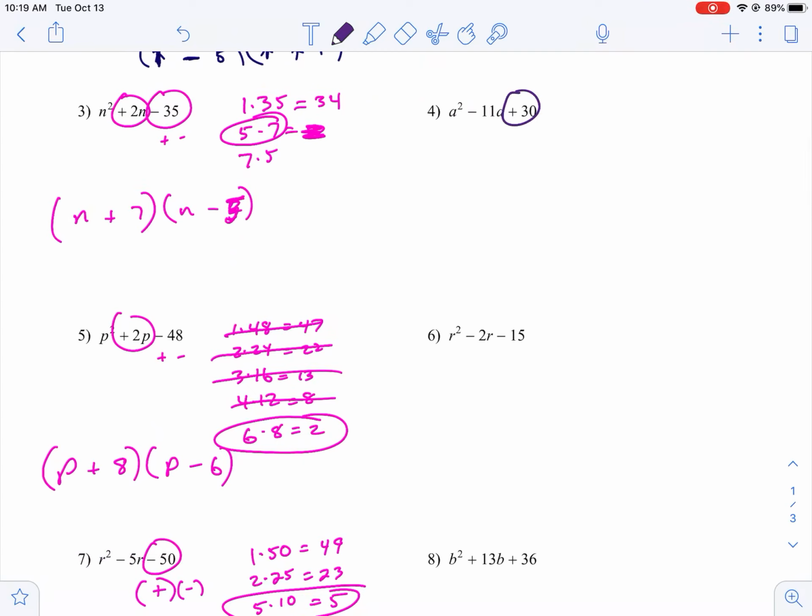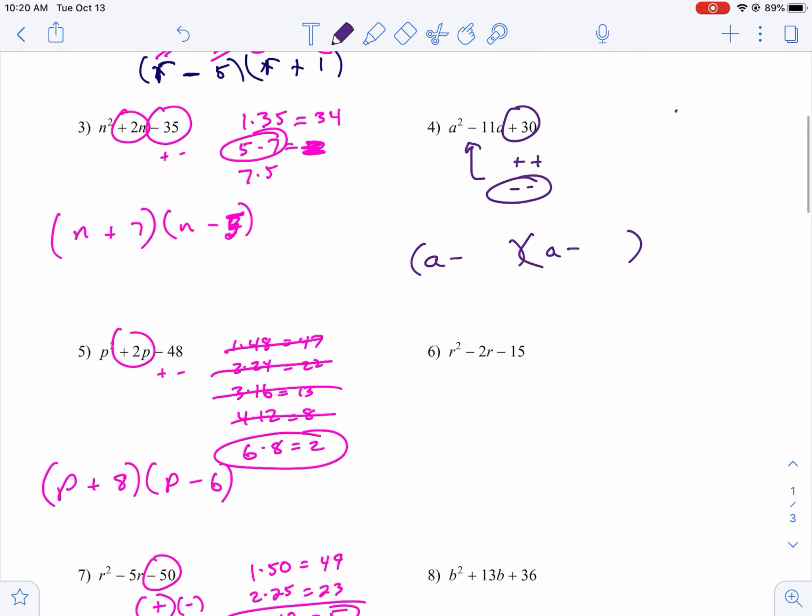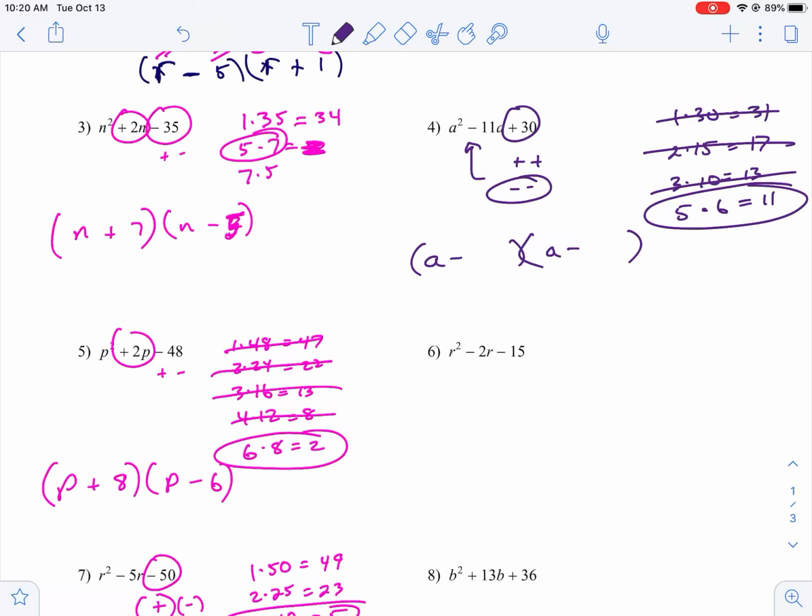All right, plus 30 means plus plus or minus minus. So you go to this sign here, so minus minus. So it's going to be A minus and A minus, okay? 30, 1 times 30, that adds to 31. Nope. 2 times 15, 17. Nope. 3 times 10, 13. Nope. 4 doesn't work. 5 times 6. 5 plus 6 is 11. Bingo. All right. A minus 5, A minus 6.